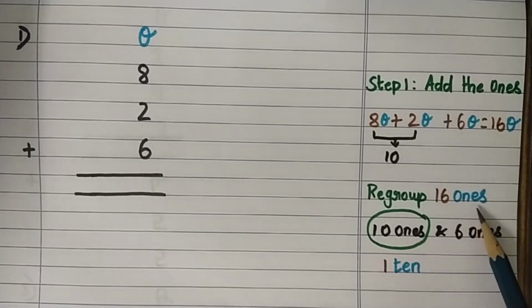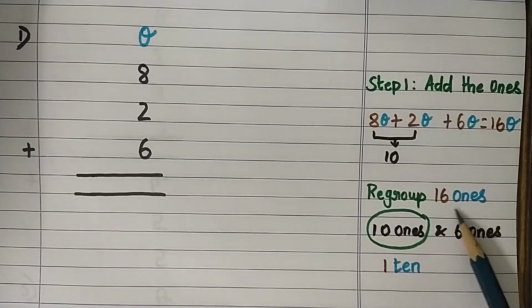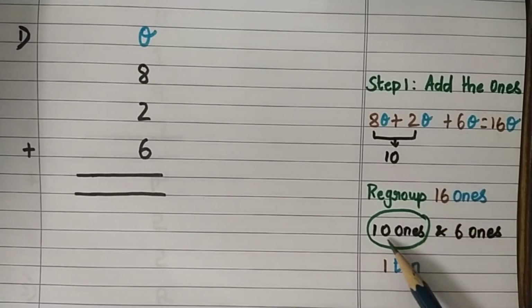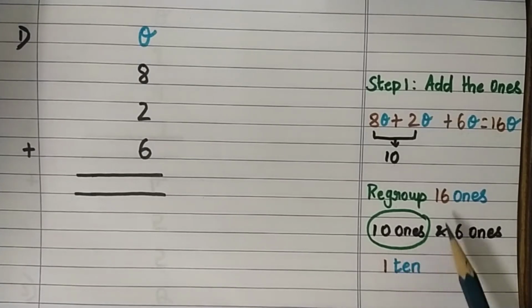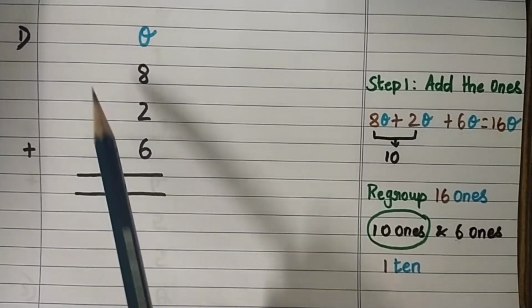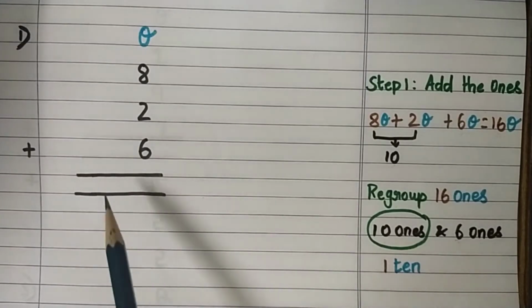While regrouping 16 ones, first what do we have to do? First take the 10 out from the 16. Take the 10 ones and remaining is 6 ones. When 10 ones are put together, it makes a 10 and 6 ones. In ones place, write the 6. In tens place, write the 1. So in ones column, write the 6. And make another column, tens, and write the 1 in the answer place. Here nothing to add, so write the 1 in the answer place.